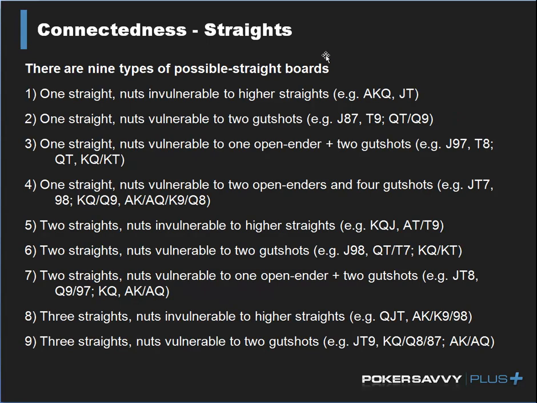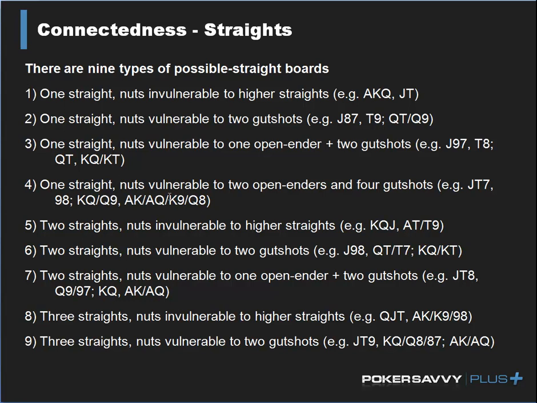Connectedness on boards where a straight is possible. These are the 9 different groups, and I'm actually not going to go through these group by group because there's some similarities to what we talked about before in terms of piecing together open enders and gut shots. It's not necessary to talk about all that, and they really can be broken down into 3 subgroups. So I'm going to basically show you how to look at this group of 9 in a couple different ways.